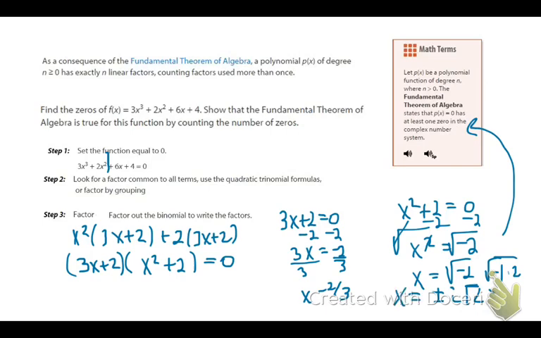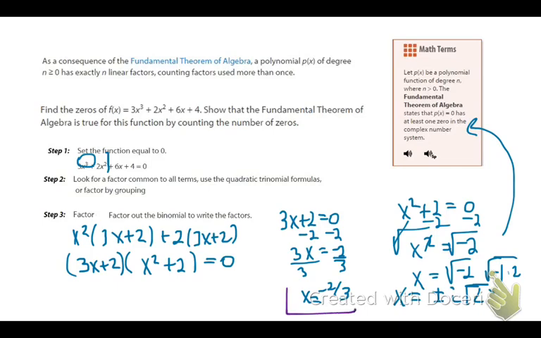Remember, when we take square roots, remember your positive, negative. When we take square roots, we get the positive and the negative. So we had here a factor of 3, and we ended up with 3 zeros. Let's look at them.